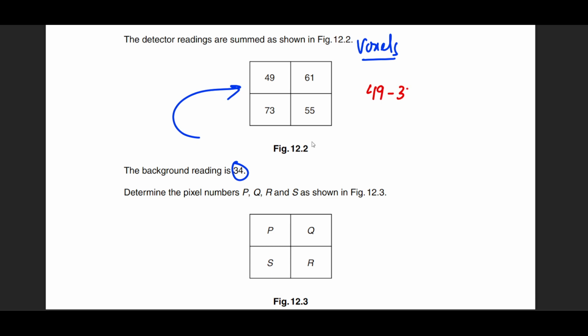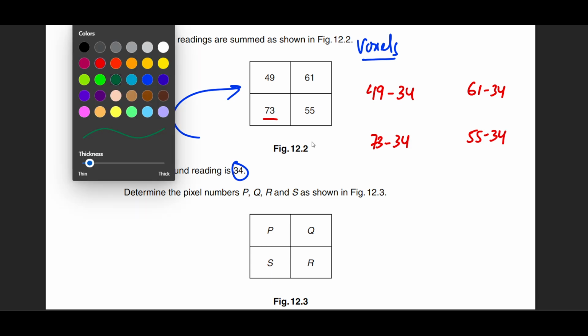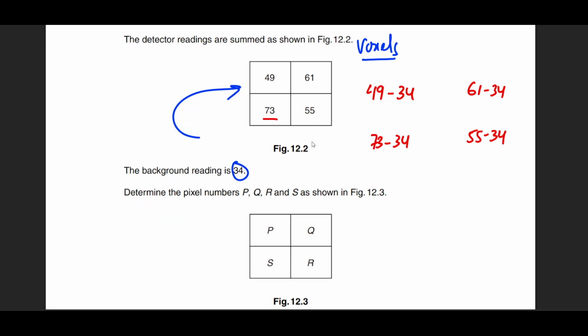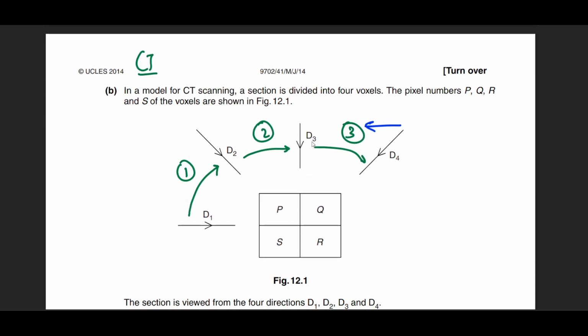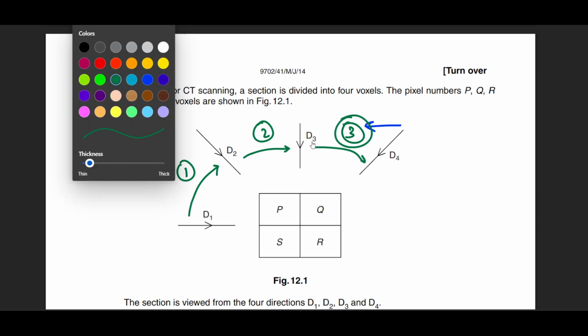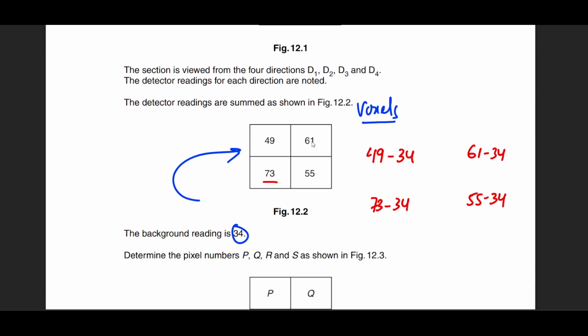So 49 minus 34, then 61 minus 34. Every cell will be subtracted by this value. So 73 minus 34, then we have 55 minus 34. Then after you've taken the subtraction, please remember this is done after the subtraction, you will divide this by the number of angles used, the number of angles which were given to the patient in terms of X-ray.